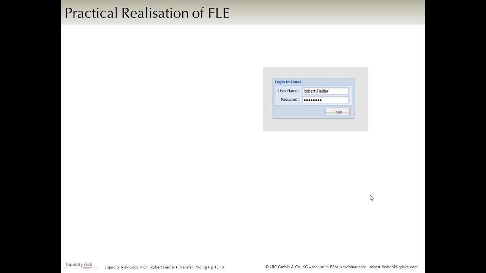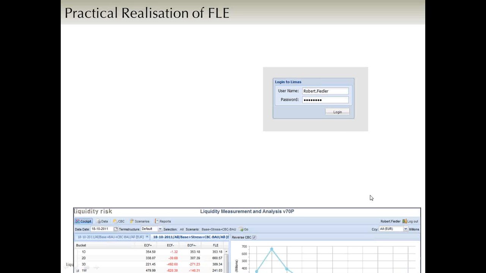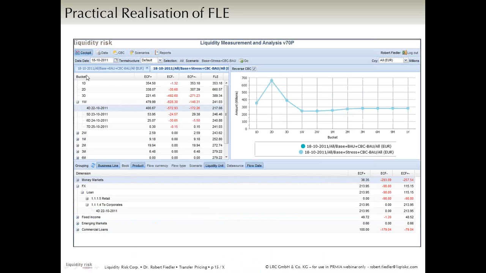We build systems, and in these systems you can basically look at the term structure of the bank, expected cash inflows plus expected cash outflows, plus minus are the net flows and the FLE as I described it, and then you can see the FLE in a graphical way. And of course you need scenarios and so on and so forth, but it's not our topic today.